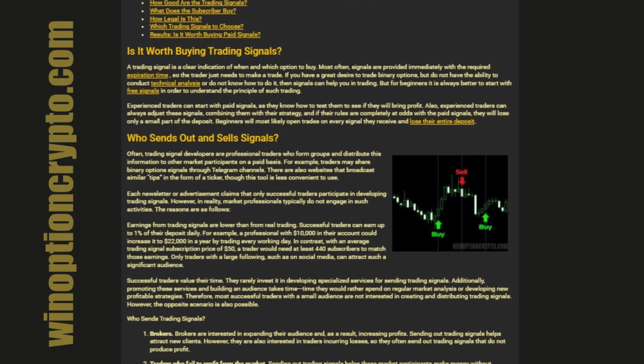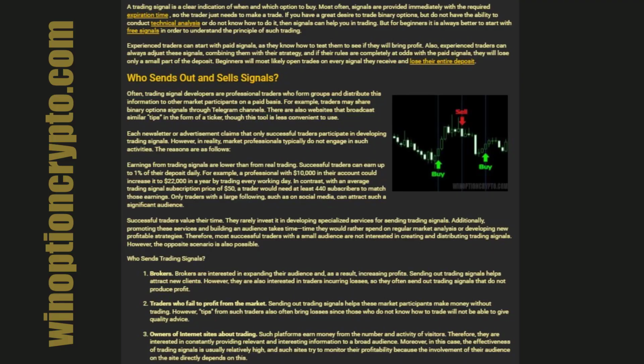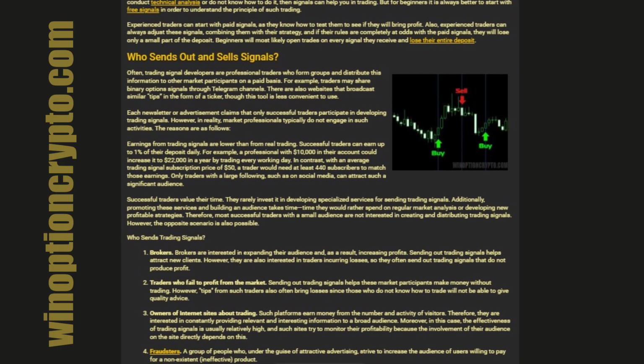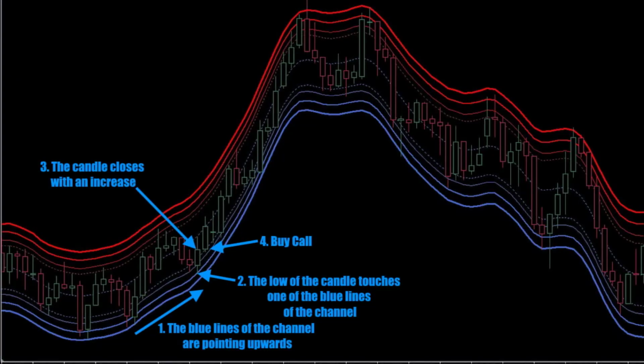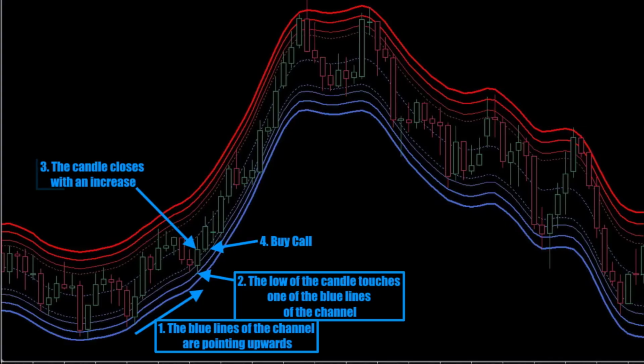No matter what signals you use, always keep the risks in mind. It is not recommended to use more than 2% of your capital on a single trade. So to open a call option, here is what you need. First, the blue channel lines should be pointing upwards, meaning a bullish trend has been established in the market. Second, the candle's low needs to touch one of the blue channel lines. Third, the candle closes with a price increase, meaning the closing price is higher than the opening price. And fourth, at the opening of the next candle, we buy a call option.